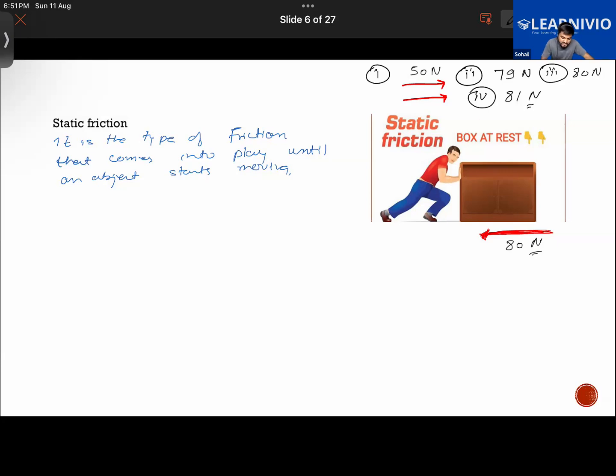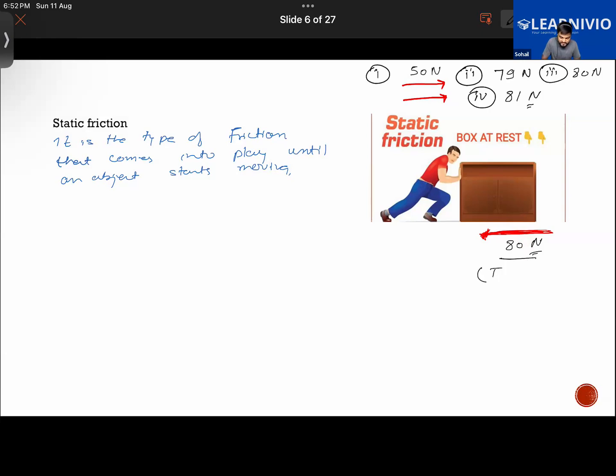Out of all these magnitudes, what will be the magnitude of static friction? It will be 80 Newton. This is the force of friction that was existing just before the object started to move. When you pushed it with a magnitude of 81 Newton, it started to move. But before that you had applied 80 Newton also. At 80 Newton, the object was not moving. So that is the magnitude of static friction.